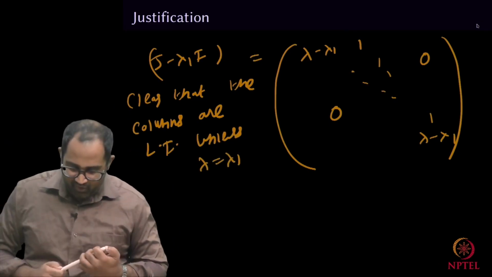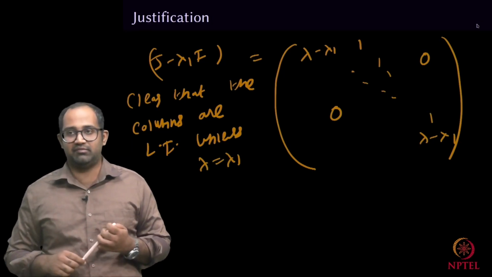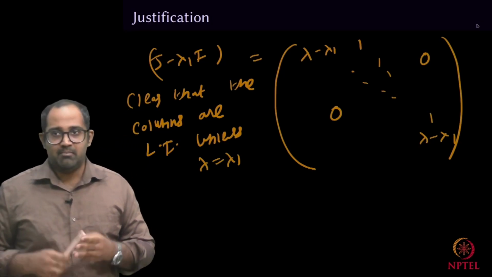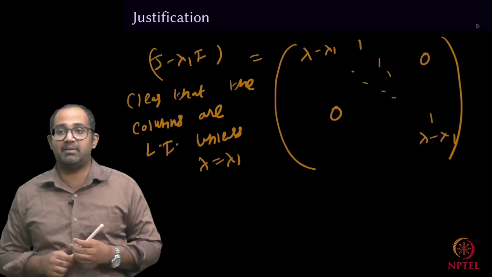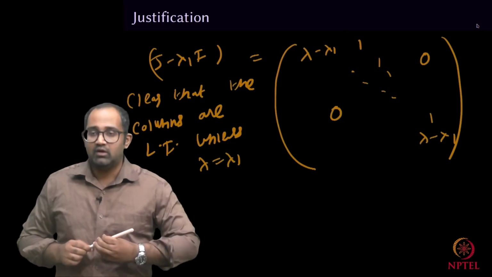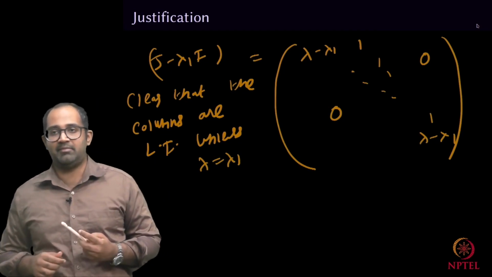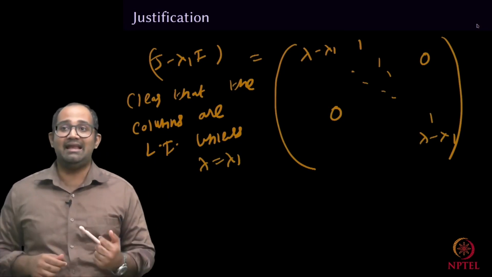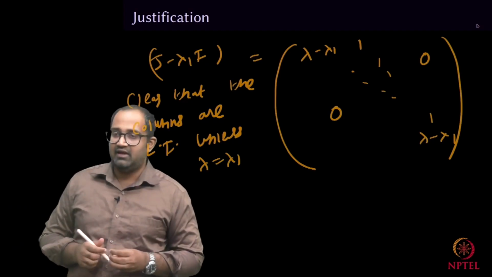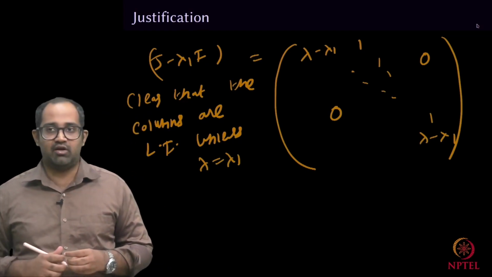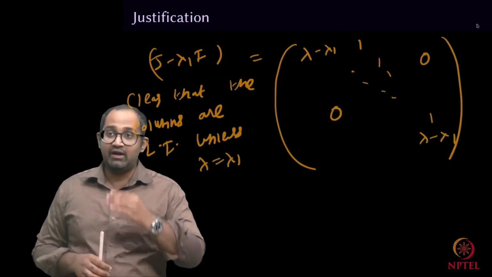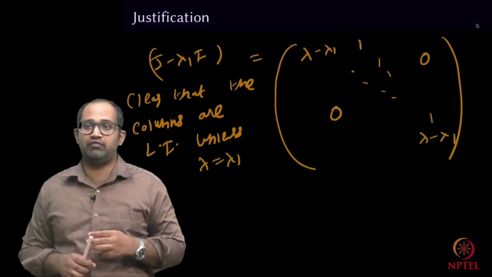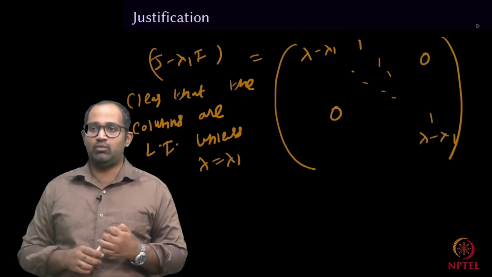Or you could sit down and waste your time writing a rigorous proof if you're not satisfied. But by inspection, it's clear that the columns of this matrix are linearly independent. And therefore, the null space of J minus lambda 1 I is trivial unless lambda happens to be lambda 1. If lambda happens to be lambda 1, the first column is 0 and you get linear dependence trivially. So the only possible eigenvalue of the Jordan block is lambda equal to lambda 1.